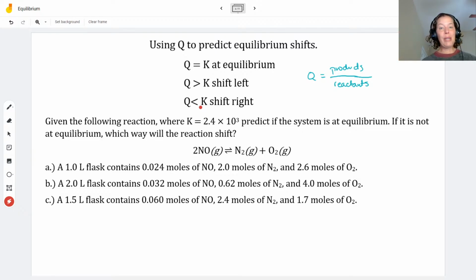So for this problem here, given the following reaction, we're given K. Predict if the system is at equilibrium, and if it is not at equilibrium, which way will the reaction shift?